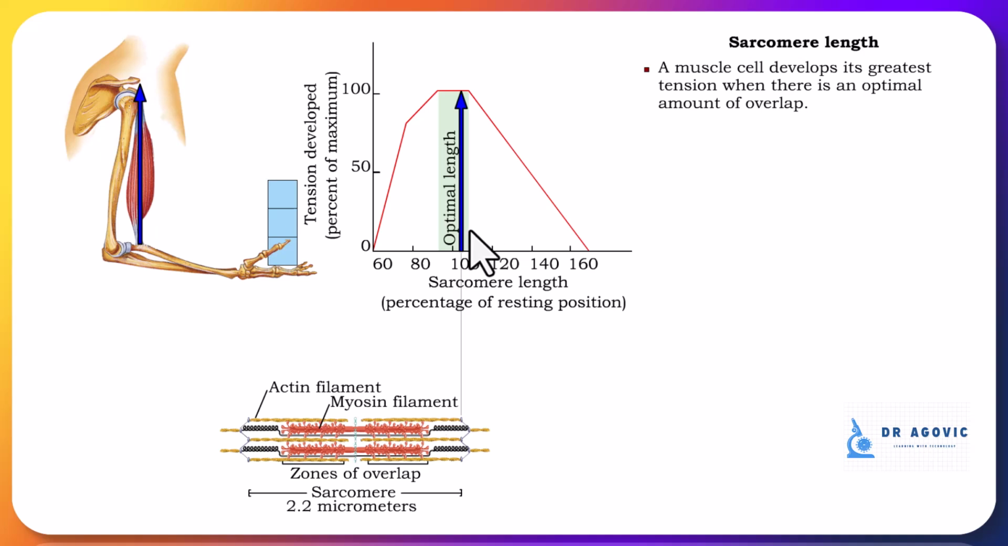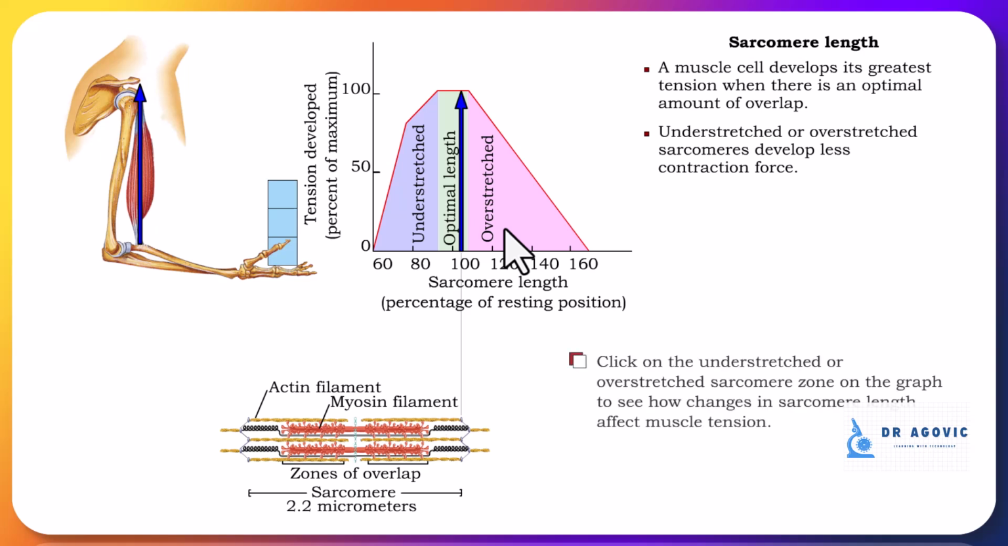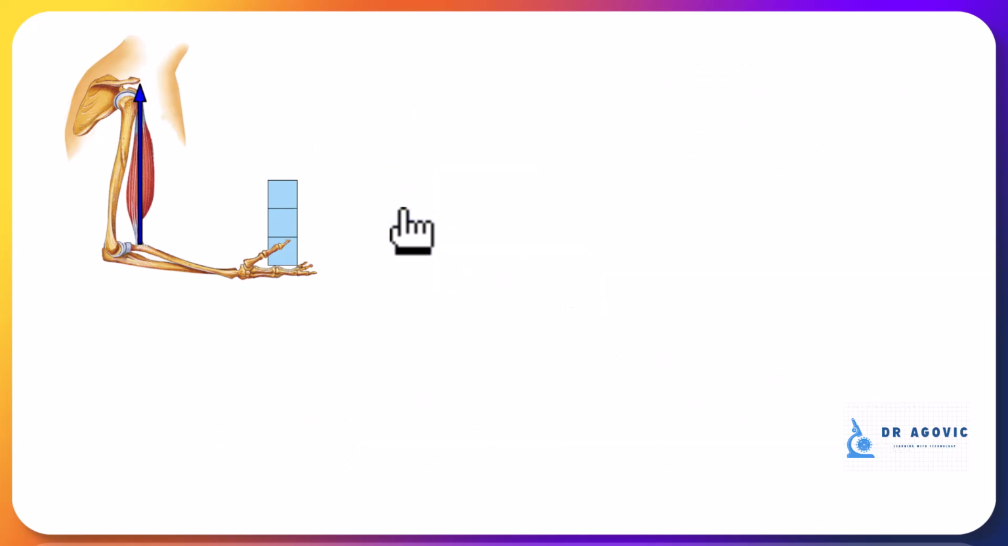Significantly understretched or overstretched sarcomeres result in lower tension and weaker muscle contraction. Let's explore each one of these zones and see how this affects muscle tension. Let's begin with understretched muscles.